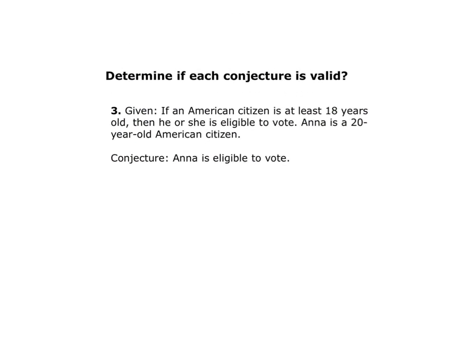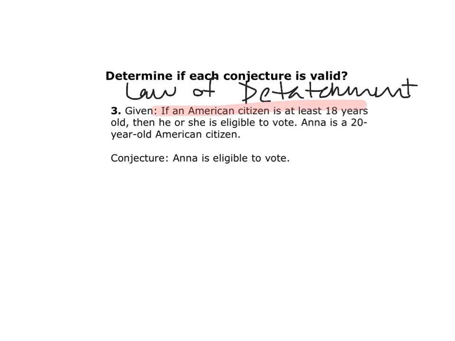So determine if the conjecture is valid. Given: if an American citizen is at least 18 years old, then he or she is eligible to vote. Anna's a 20-year-old American citizen. So in this one, we will use the Law of Detachment. So if an American citizen is at least 18 years old, this would be our P. Then he or she is eligible to vote. That's our Q. So we have if P, then Q.